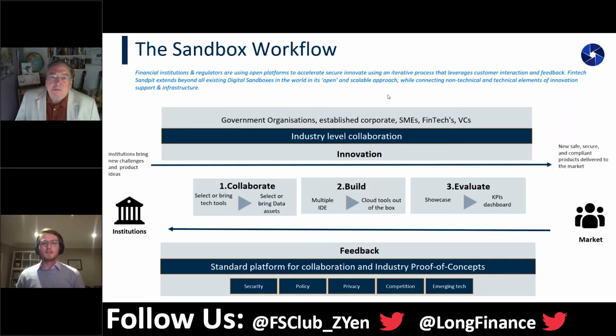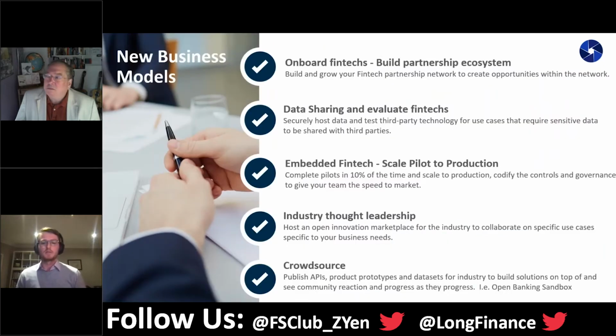So there's 5 main things that a Sandbox provides on the next slide. And it's unlocking real new business models for financial institutions. They can onboard fintechs faster, which gives them a lot of agility to evaluate the right supplier that they need to use. Data sharing is often, we hear that as the biggest challenge to actually innovation, that I've got a bunch of data in an institution, how do I share that?